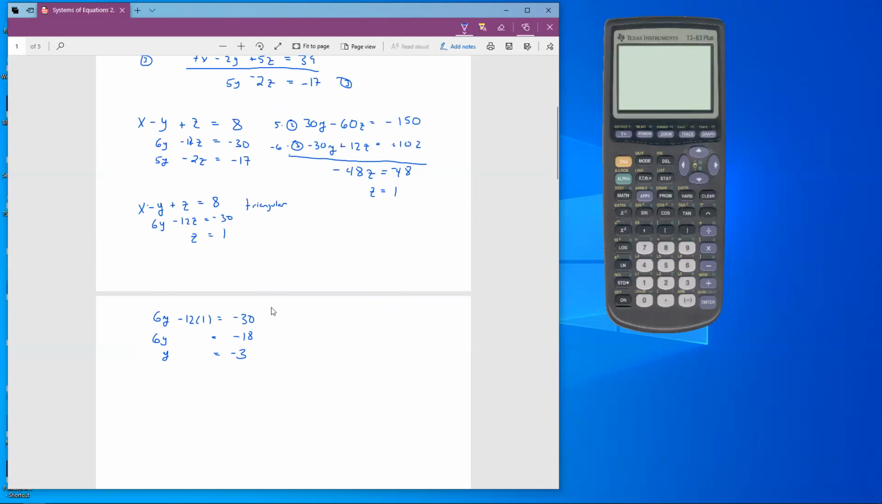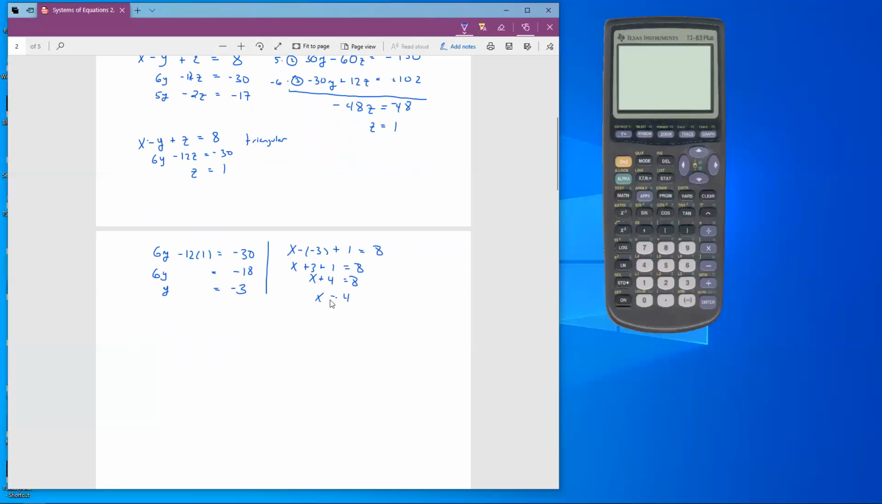All right? And then we plug this back into the first equation. So we have x minus a negative 3 plus z. Z was 1, is equal to 8. So x plus 3 plus 1 equals 8. X plus 4 equals 8. X equals 4. So my solution here, and again, you don't want to have people looking all over for this: x equals 4, y equals negative 3, z equals 1. And that's our solution to that problem there.